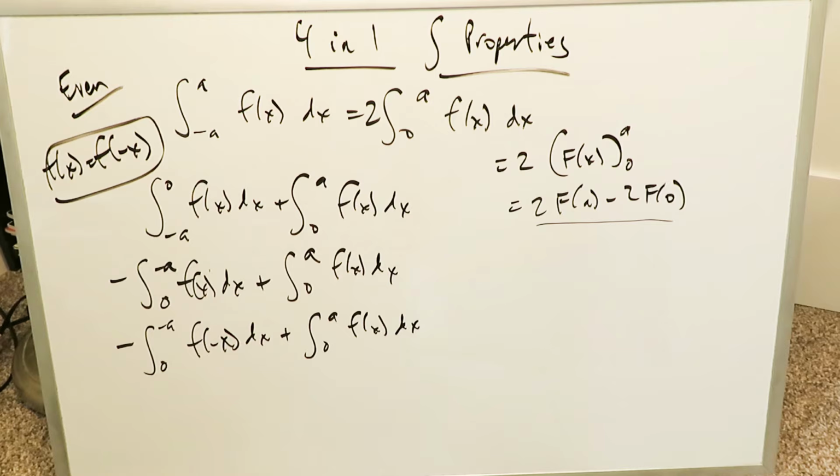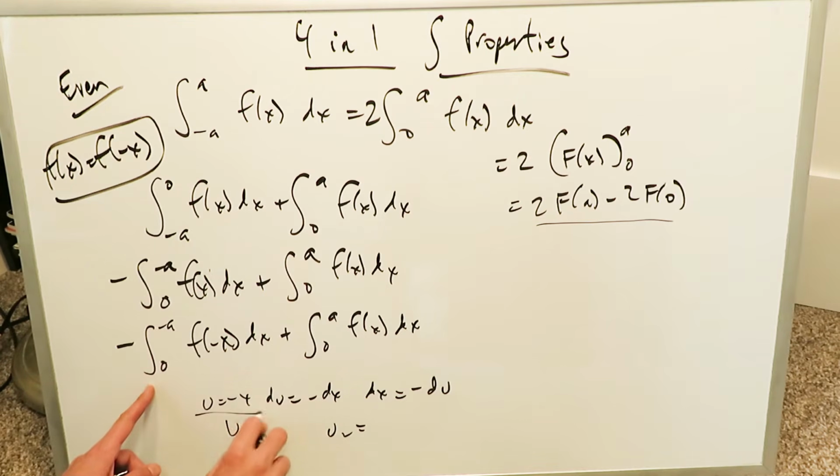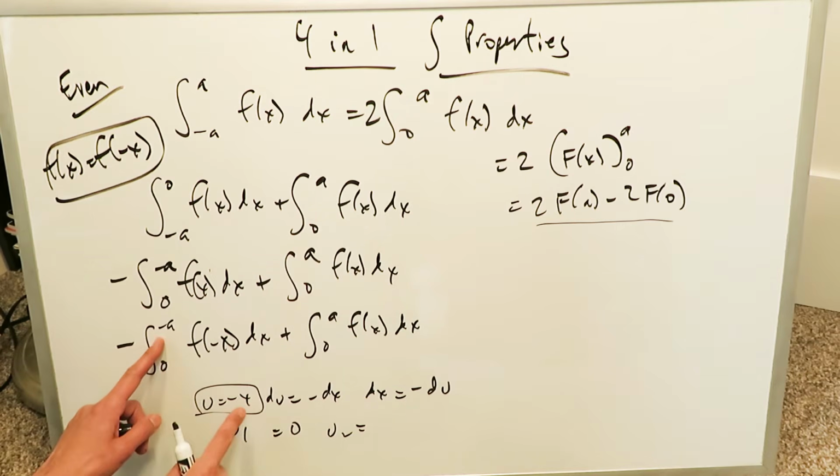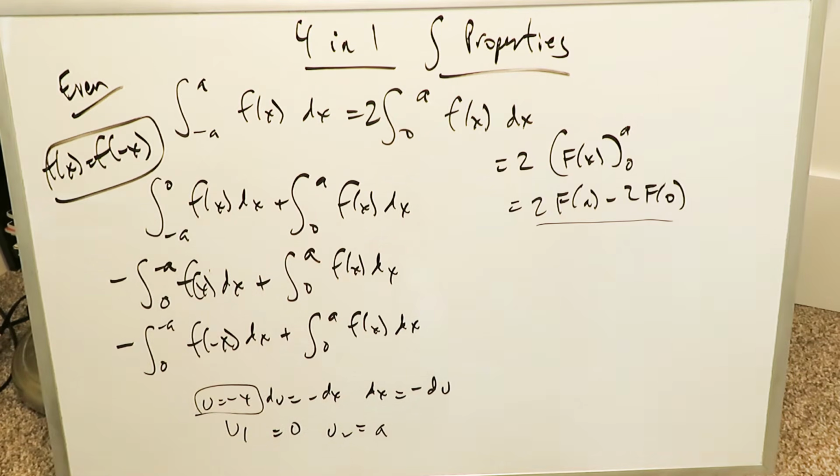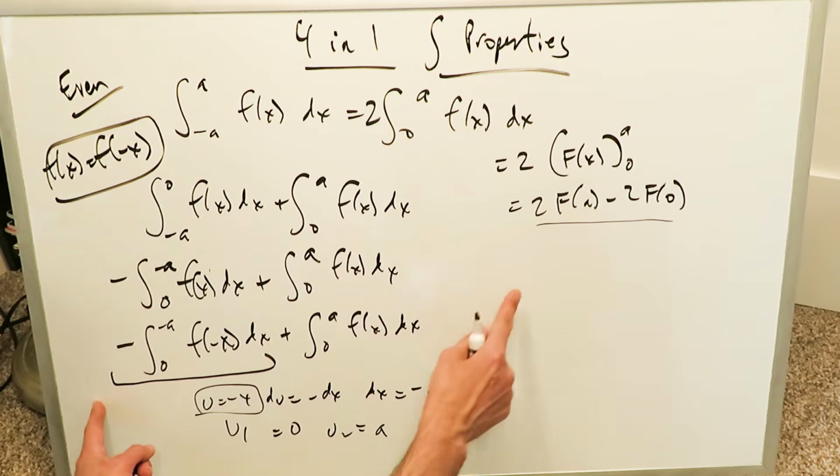Run this through your substitution technique. If u is equal to minus x, du is equal to minus dx, so dx is equal to minus du. For the new limits, u1 and u2: 0 times the minus 1 is just 0, and minus a becomes a positive a. You bring these substitutions into this specific part. I'm going to work on this entire part right over here.